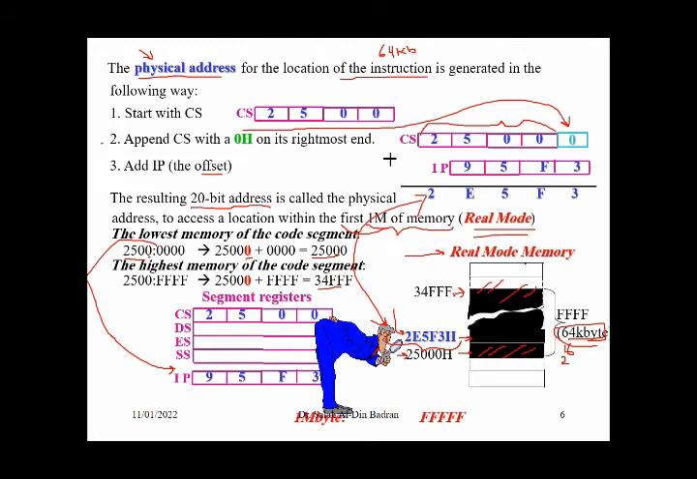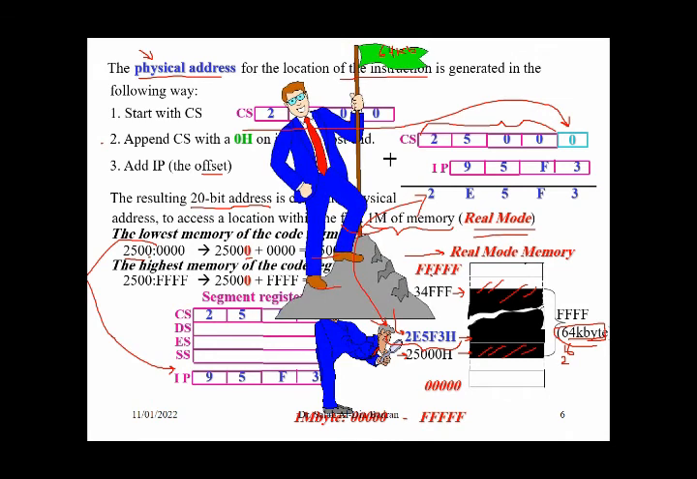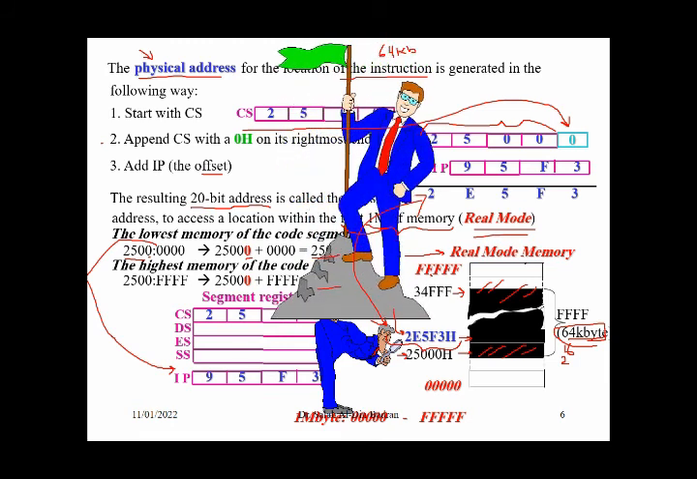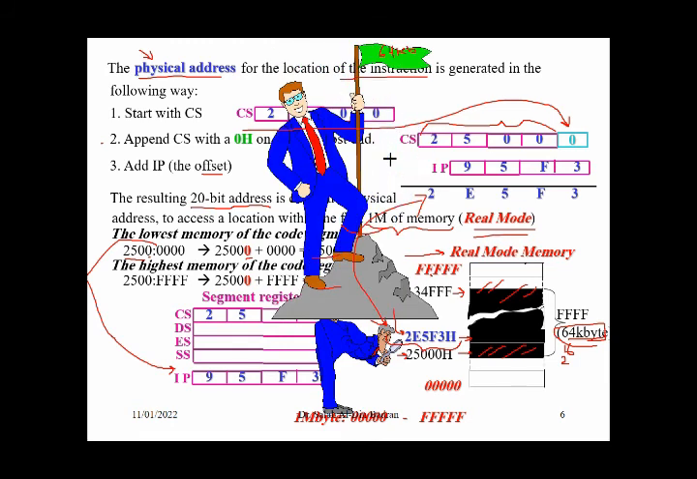So 1 megabyte, as we said, is the total real mode, which starts from 5 zeros up to 5Fs. This is the 1 megabyte. This is the beginning address of the real mode, and this is the ending one. That's it. We win. This is the real mode.